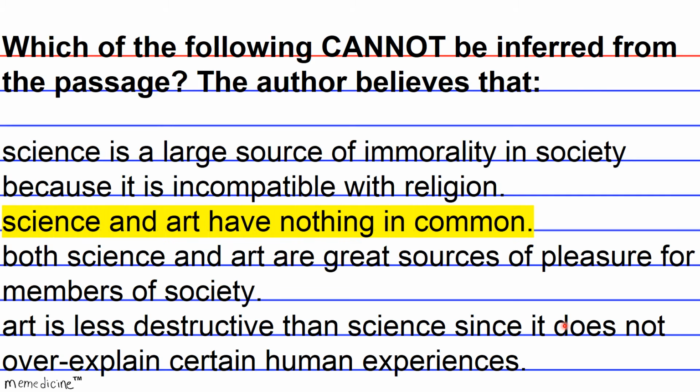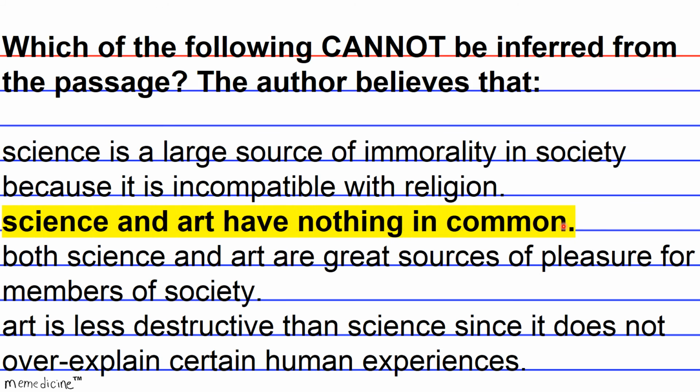The notion that science and art have nothing in common is actually contradicted by the passage, which clearly states that they are both intellectual and both sources of pleasure. So this means that answer choice C can be inferred, while obviously answer choice B cannot. The correct answer choice is answer choice B. Science and art have nothing in common. This is an extreme and it's just wrong. It can't be inferred, therefore it's the correct answer.